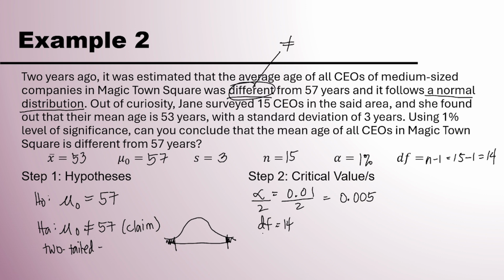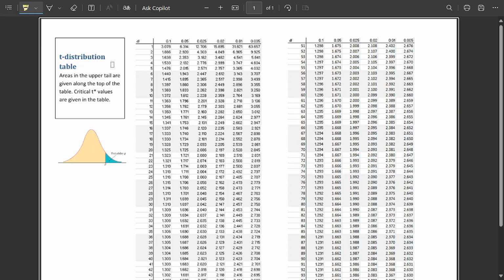That is why when we go back to the table, we will look for T na ang alpha over 2 is 0.005. Ang degrees of freedom ay 14. So, let's go back to the table and look for this critical T value. Andito tayo sa table at ang ating DF ay 14. So, ito yon. Ang ating alpha ay 0.005. Ito yon. So, ibig sabihin ang ating T value ay this one, 2.977. So, yan yung kukopyahin natin sa ating slide.